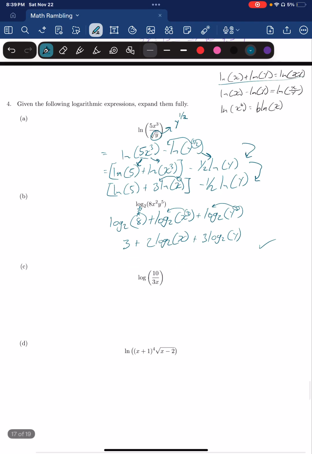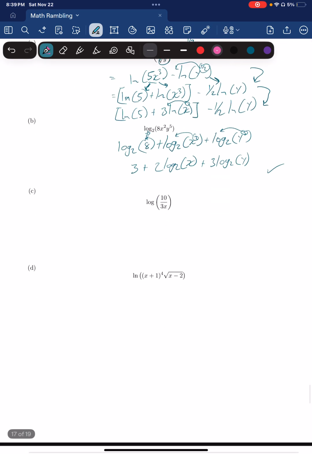Check. Choose a different color here. Okay. Log of 10 over 3x. So we can write this out as subtraction. So log of 10 minus log of 3x. Now, log base 10 of 10 is 1 because 10 to the 1 equals 10. So let's write this out as 1 minus, and now this is multiplication here, so we can split this up as log 3 plus log of x.